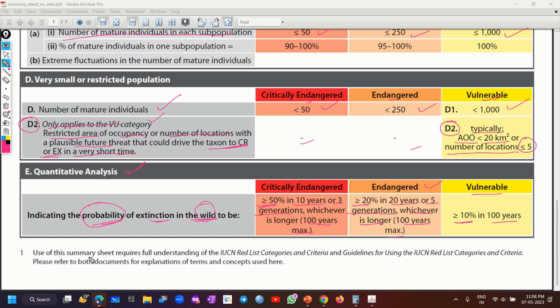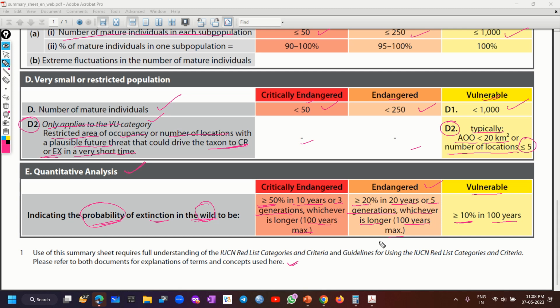Okay, so use of this summary sheet requires full understanding of the IUCN Red List categories and criteria and guidelines for using the IUCN Red List categories and criteria. Please refer to both documents for explanation of terms and concepts used here.